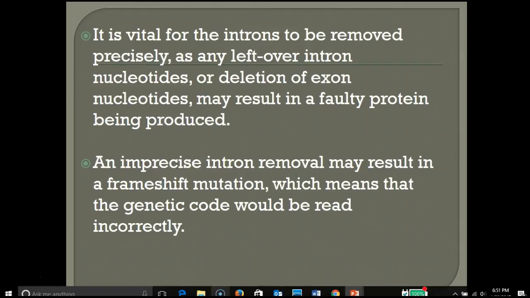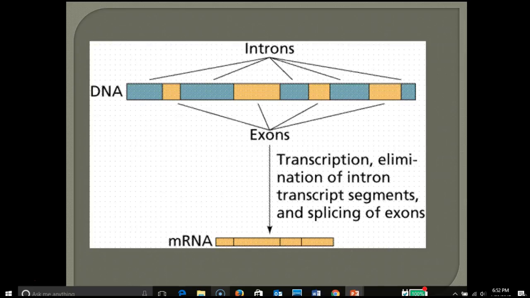You can see how it's very important that those introns be removed in a precise manner, because if the enzyme messes up and introns are left in there, or if it accidentally deletes an exon, then it can result in a mutation. The protein either may not be produced at all, or a protein that is not fully functional may be produced. As it says here, imprecise intron removal could result in frameshift mutations. The genetic code is going to be read incorrectly by the ribosome, and once again the protein either is not going to be made at all or made incorrectly.